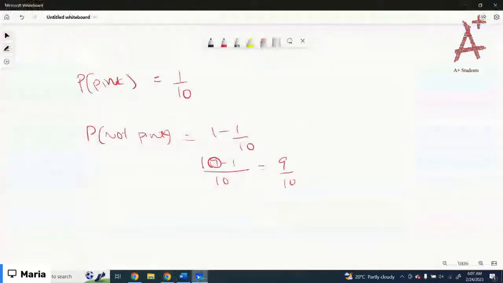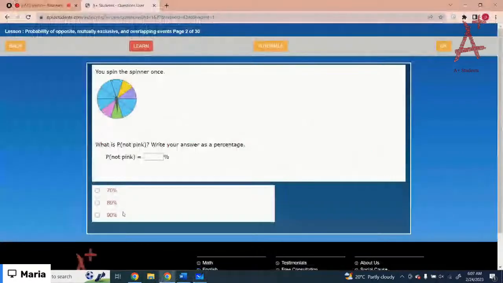Multiply it with 100. So 10 times 10 is 100 and 10 times 9 is 90%. That means the probability of not pink is 90%. Got it? So the correct option is 90%.